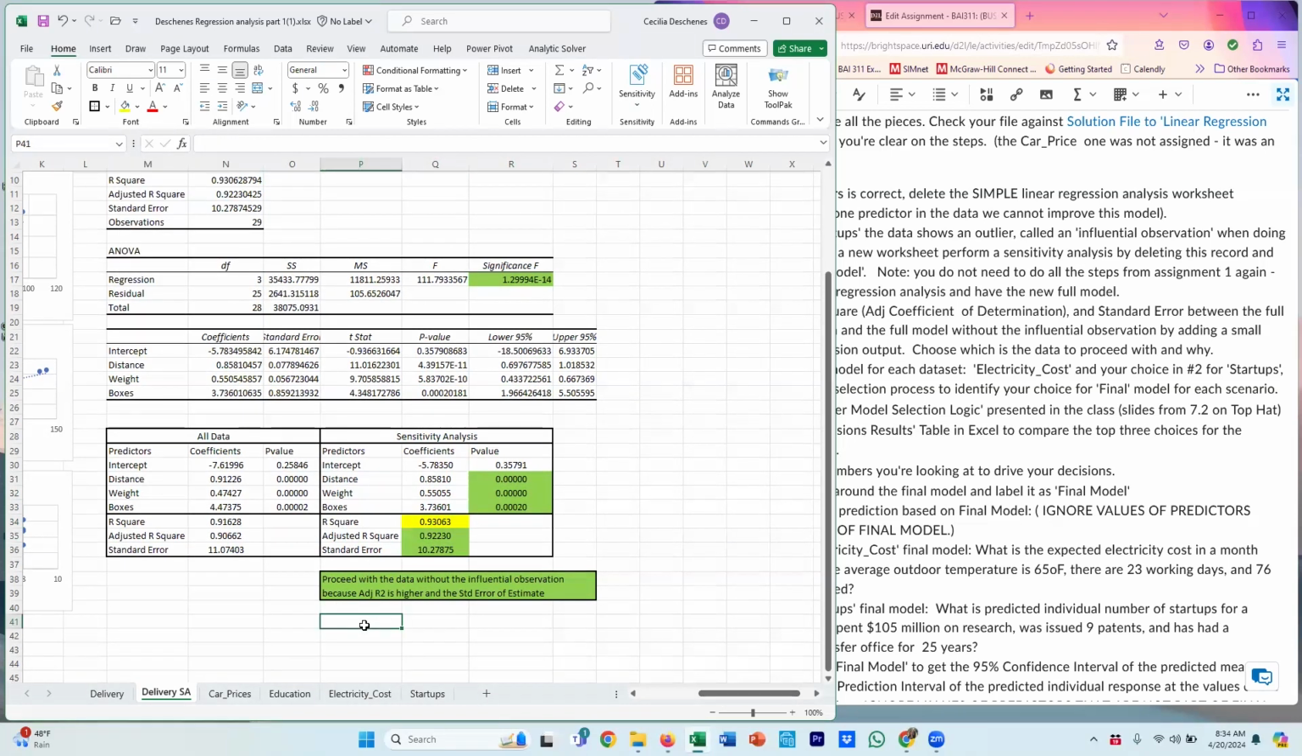So this model explains 93% of the variability in the data and does not explain 7% of the variability in the data. All right, so that's a pretty good place to be if you're going to try to predict delivery charges. All right.